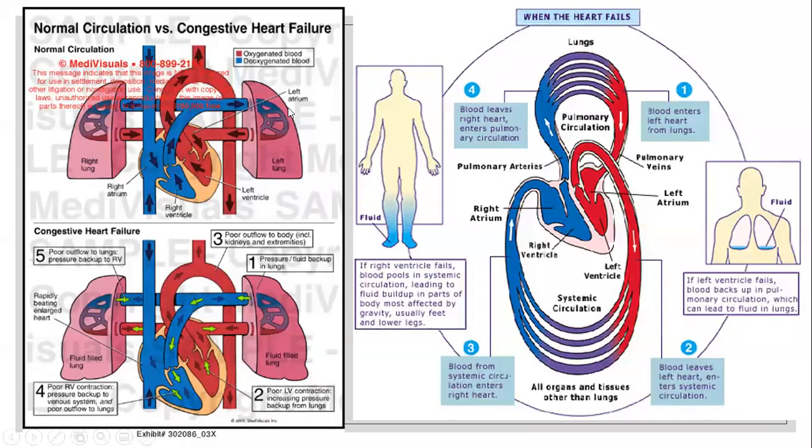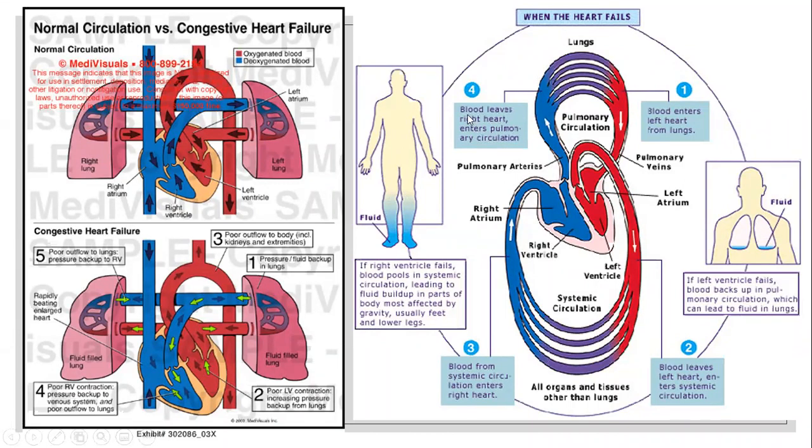So in this picture, we can see normal circulation. But here we can see circulation when congestive heart failure occurs. The lungs are full of blood because of fluid backing up in the lungs, and congestion occurs. So as I told you, with right side heart failure, the liver gets involved. With left side heart failure, the lungs get involved. You see, fluid is accumulated in the lungs here.